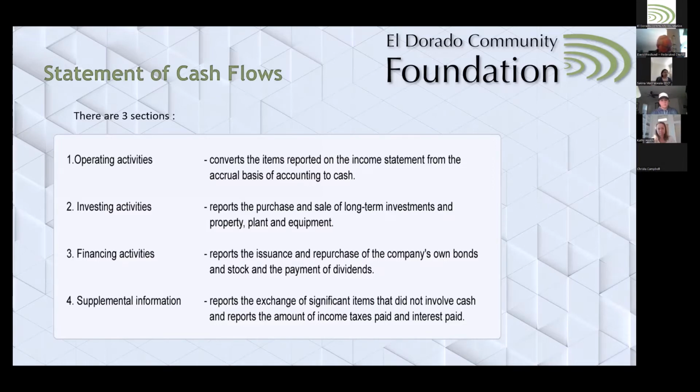The second one is investing activities, which reports the purchase and sale of long-term investments and property, plant, equipment.